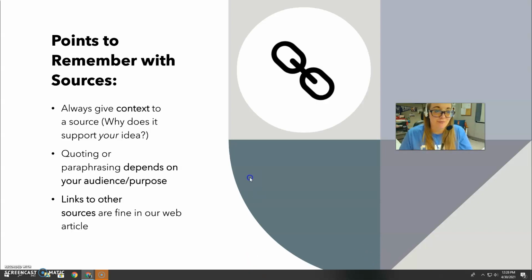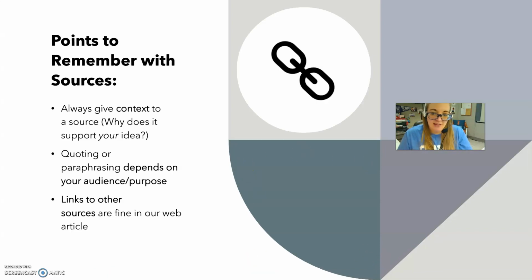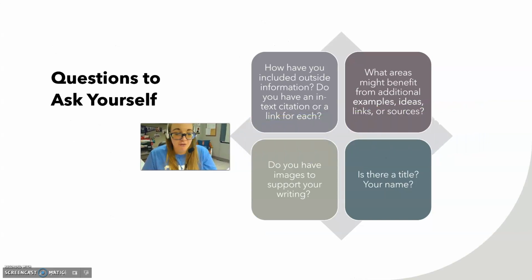The last thing I wanted to touch on is just some questions to ask yourself. Before you turn in your essay for a draft, I want you to think about how you've included outside information. Do you have an in-text citation or a link for any information that's not your own idea? And then what areas might benefit from an additional example, additional idea? Remember, we're trying to get to 1,500 words, so anywhere where you can add more is good.